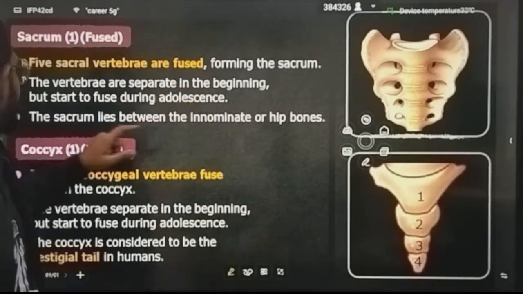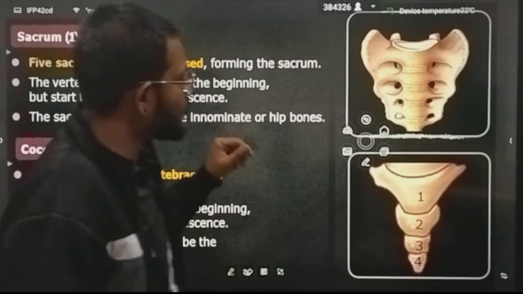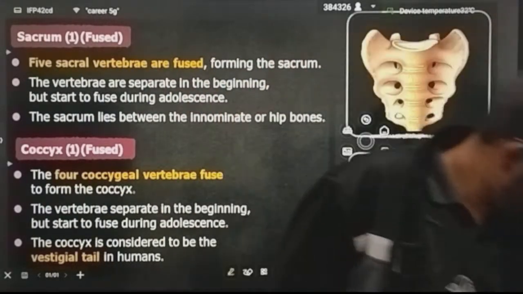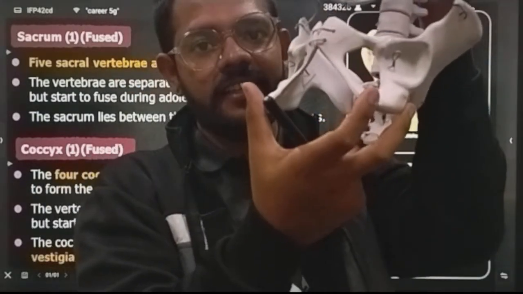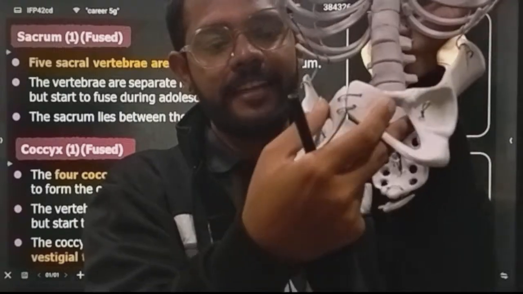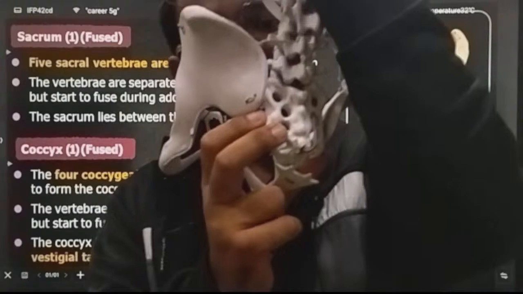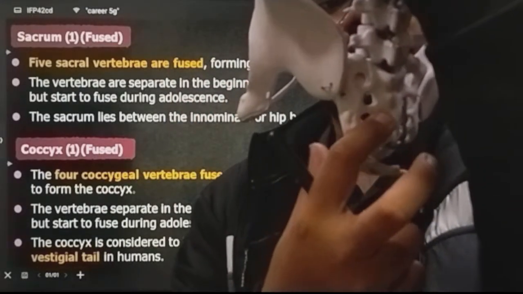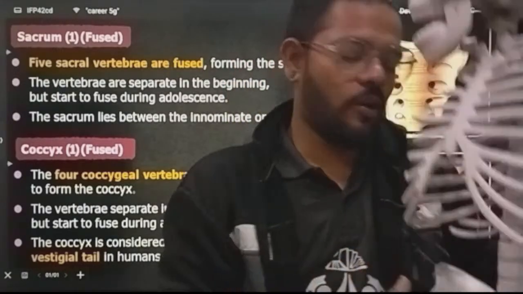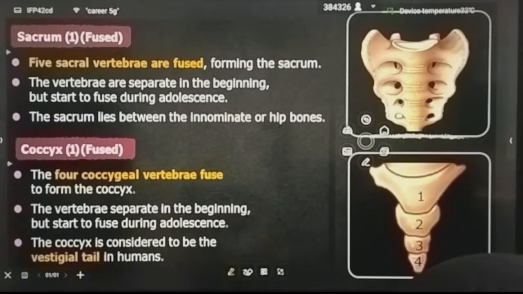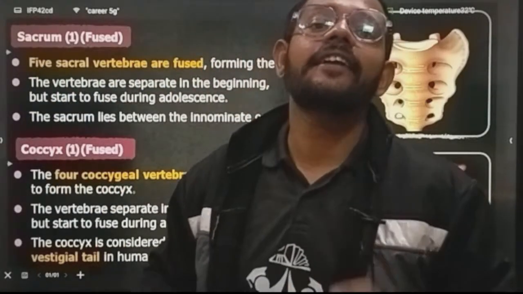The vertebrae are separated in the beginning but start to fuse during adolescence. The sacrum lies between the innominate or hip bone. Hip bone के बीच में होती है sacrum. ये देखो. This is your hip bone, pelvic girdle, and in the middle of this you will find the sacrum. You can see here, this is your sacrum, S1, S2, S3, S4, S5. But they are totally fused now. Before adolescence they are not fused, they are free, but at or after adolescence, they get fused.